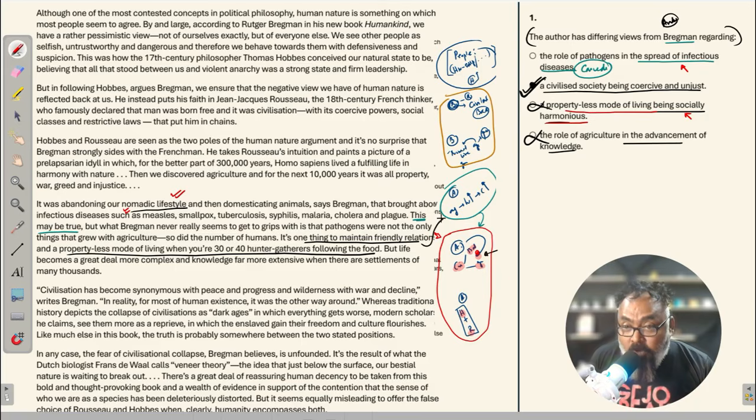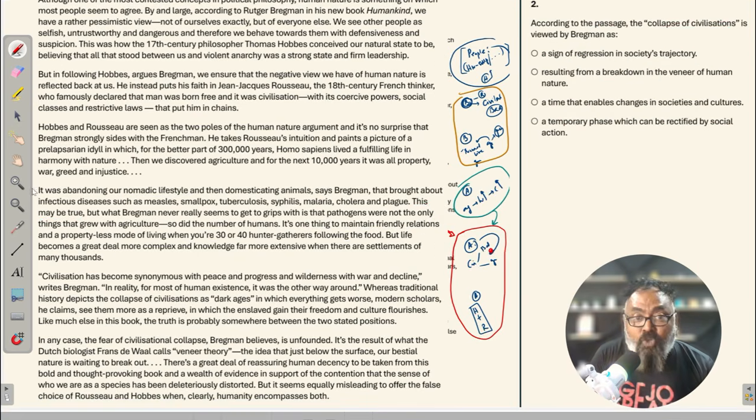In this particular case, what the author says is that I do agree that once upon a time life was harmonious, and agriculture brought diseases. But it also increased the number of humans and made life very complex. That's what happened, and it's very, very clear. The author disagrees with this particular position. Okay, let's look at number 2.